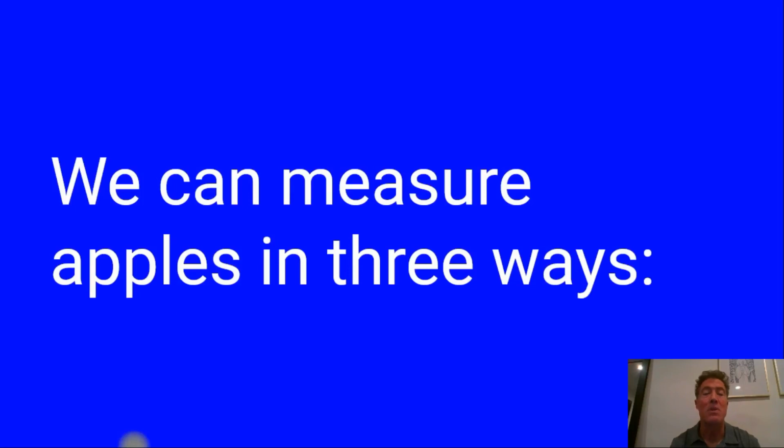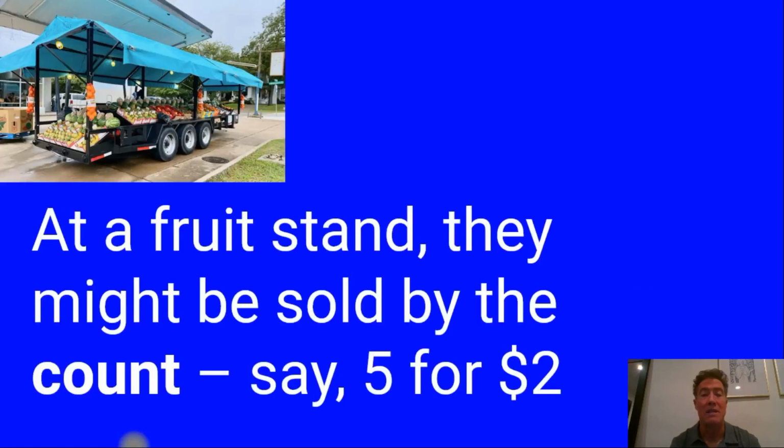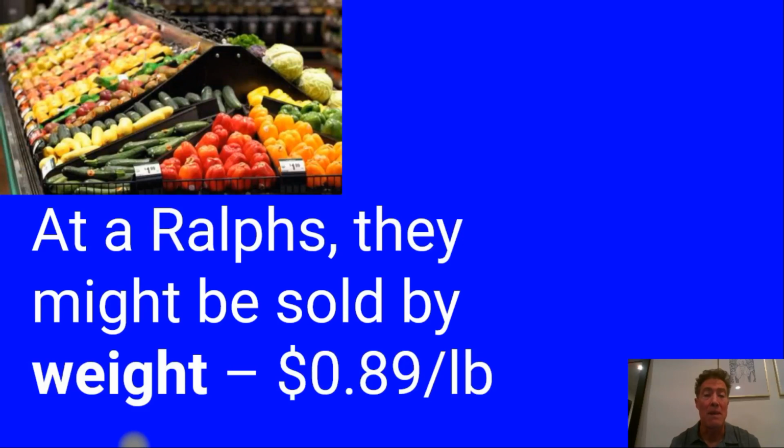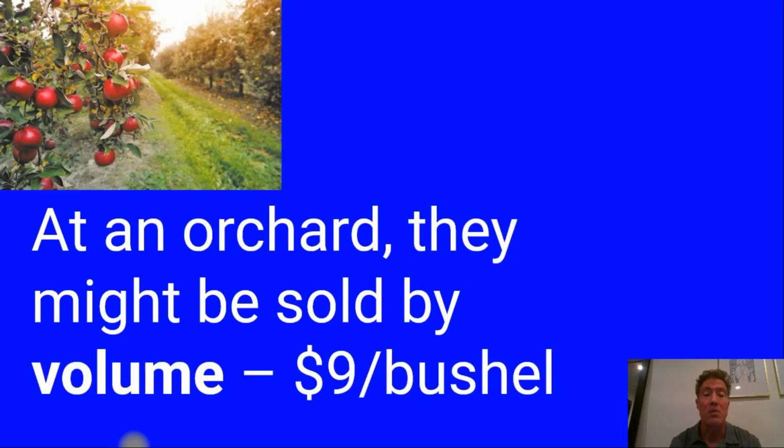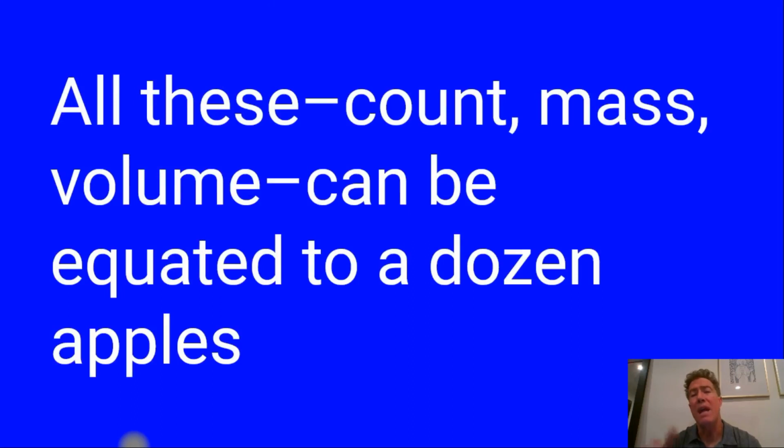Let's consider something simple like apples. We can measure apples in 3 ways. At a fruit stand, they might be sold by the individual count, say 5 for $2. At a grocery store, they might be sold by weight, say 89 cents a pound. At an orchard, they might be sold by volume, $9 a bushel, say. So all of these, count and mass and volume, can be equated to a dozen apples. We can convert the count to a dozen, the mass to a dozen, and the volume to a dozen. So we can relate them all to that central term.